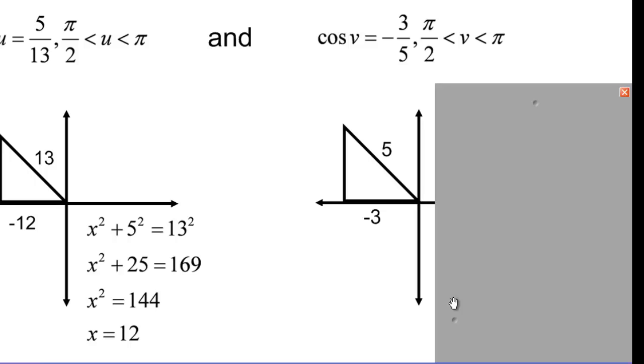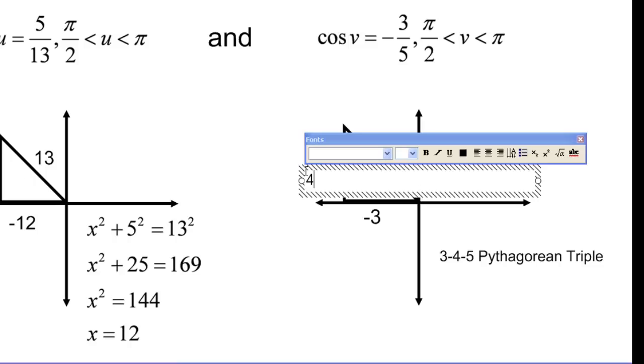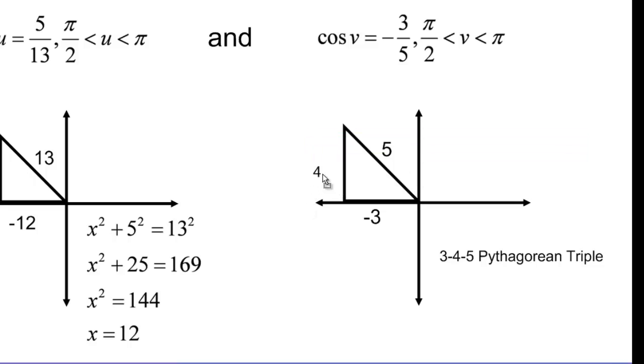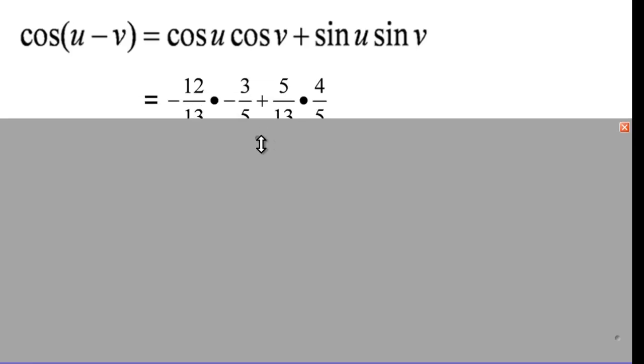Now, I didn't write out the work for this one because hopefully you remember, just like 5, 12, 13, which is a Pythagorean triple, 3, 4, 5 is a Pythagorean triple. So because I'm in the second quadrant and y values are positive, it means my y value is 4. Therefore, the sine of v would be 4/5. So I'm going to put those values back in.